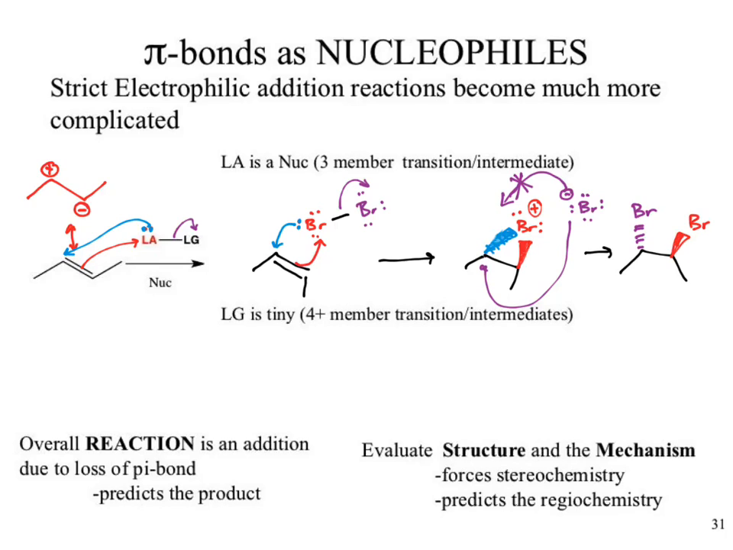This is now a backside attack. Syn addition would be if they were on the same side, syn, cis. On your plate, anti. This is an anti-addition. The two new groups were added trans to the old pi bond. So if I look at that structure, I can reference it. What we just described was an action. I have to reference it as an anti-addition.